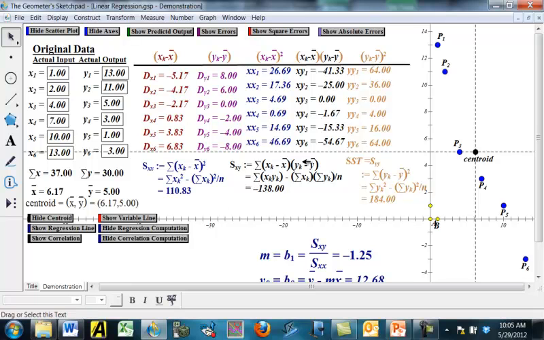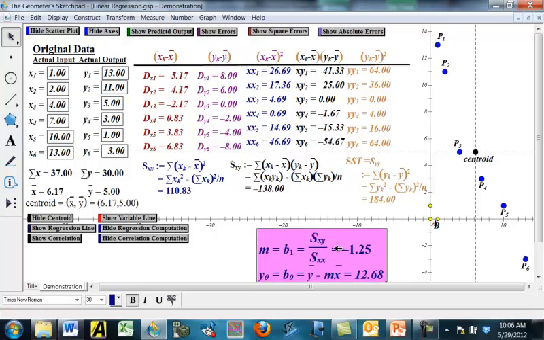Similarly, we can add up the xy's, these products here. We're adding up all the xk minus x bars times the yk minus y bars. That gives us this number down here, negative 138. And we can similarly add up the tan numbers here. That's S sub yy. It's also sometimes called SST, sum of the squares total.